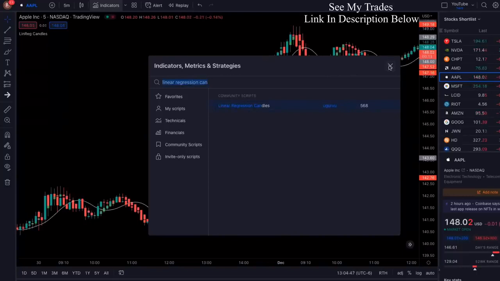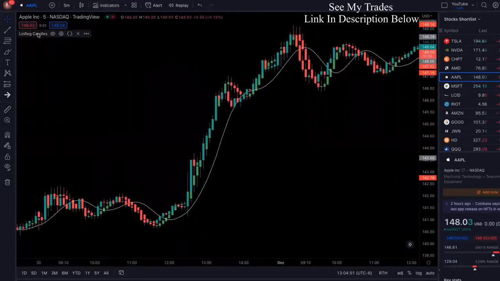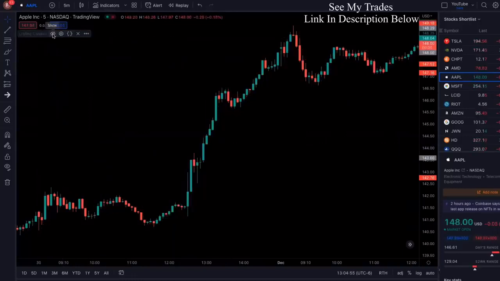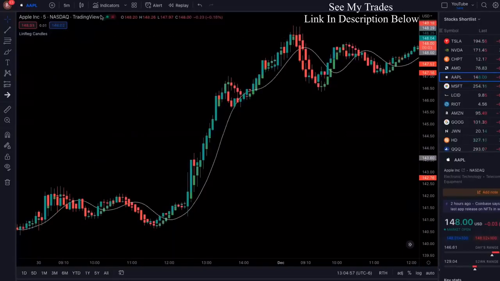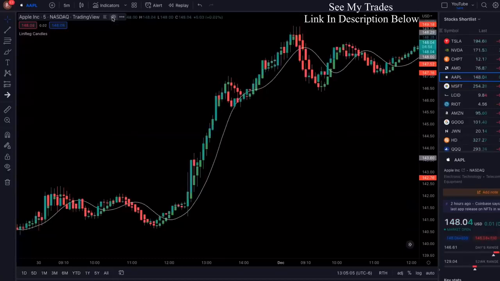Let's go ahead and add that. We're going to make some changes. So what this does is it smooths the price action. As you can see, if I took this away, this is what the regular candles look like. And this is what the chart looks like with the linear regression candles. Pretty neat, right?